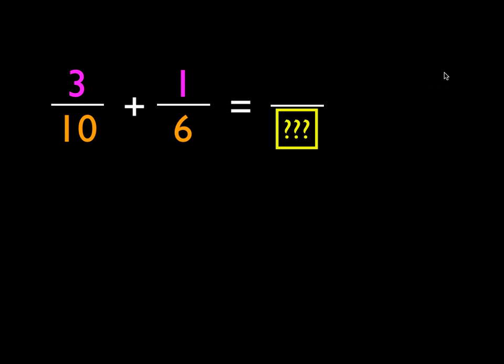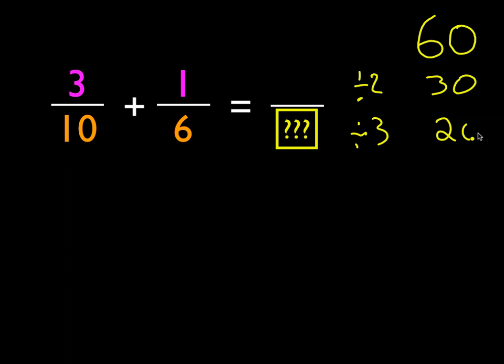Okay, so here's another example. This is going to be 3/10 plus 1/6. And we're just going to look for the least common denominator. So the first number you do is you just take 60. And then we're going to divide it by 2. That's going to be 30. Then we're going to divide it by 3. 60 divided by 3 is 20.